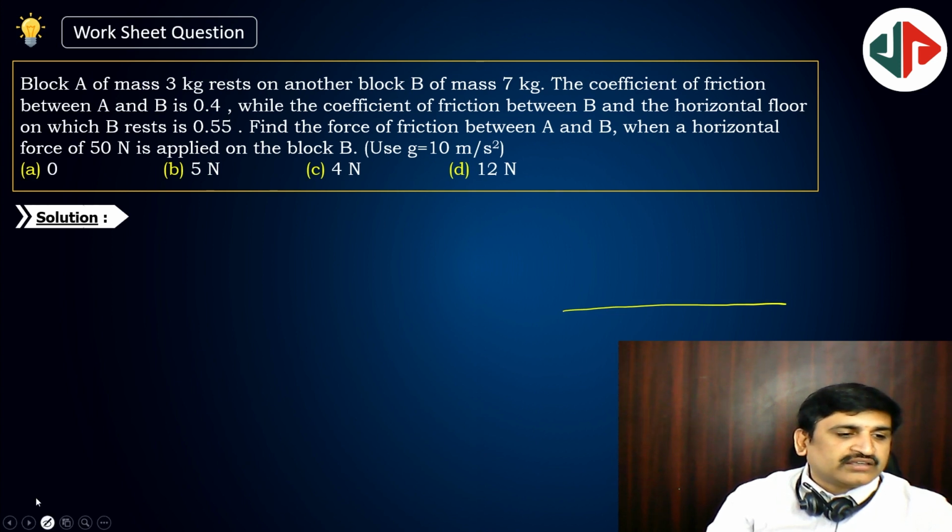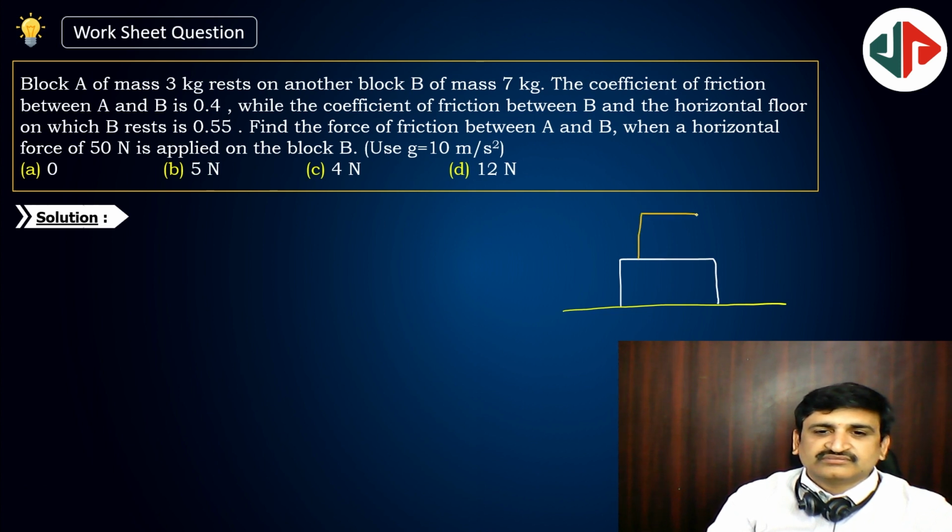Block A, B. Let me draw with different colors. First one block is there, over it another block is there. Block A of mass 3 kg rests on block B of 7 kg. This is block B, 7 kg. The coefficient of friction between A and B is 0.4, so here mu is equal to 0.4, and here mu is equal to 0.55.